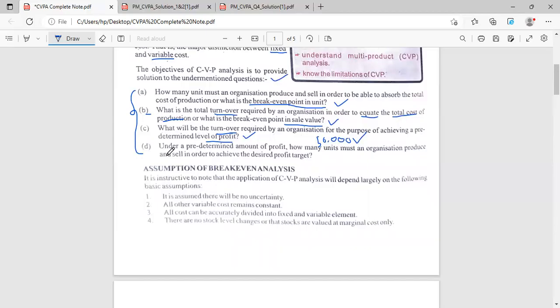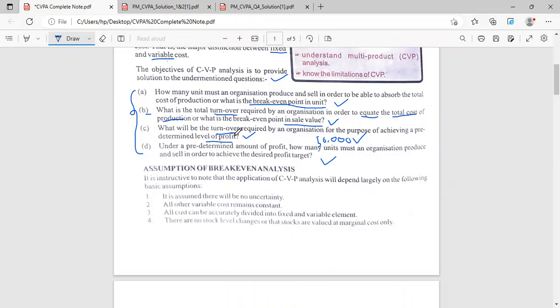Are you getting it? The other one is D, which is, under a predetermined amount of profit, how many units must an organization produce? So if you want to make 50,000 profit, how many units should you produce to make this profit? CVPA can also do that. Remember, here we have the units and we want to know how much we will sell to make a profit. Here, we know the profit we want to make, and we want to know how many units we should produce to make that profit. So if I want to make 100,000 naira profit on this drink that I'm making, how many units should I produce? CVPA will be able to answer that question. You will begin to see the interesting part of it when we start solving questions.